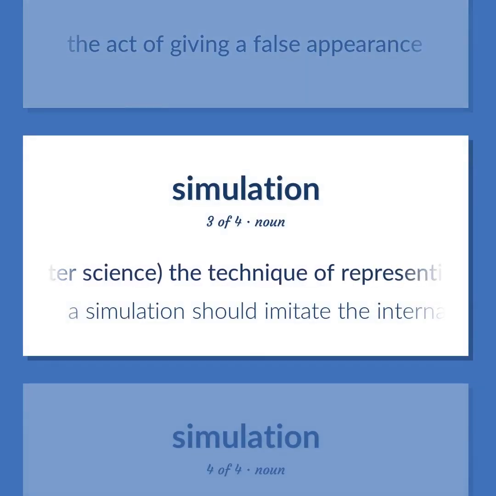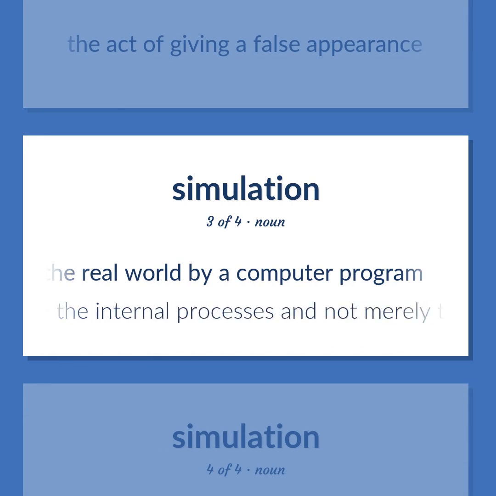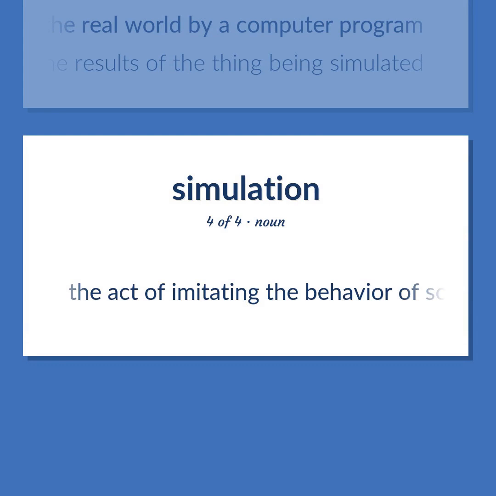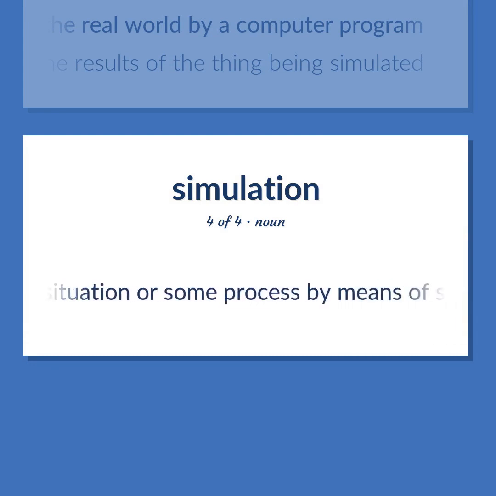Computer science. The technique of representing the real world by a computer program. A simulation should imitate the internal processes and not merely the results of the thing being simulated. The act of imitating the behavior of some situation or some process by means of something suitably analogous, especially for the purpose of study or personnel training.